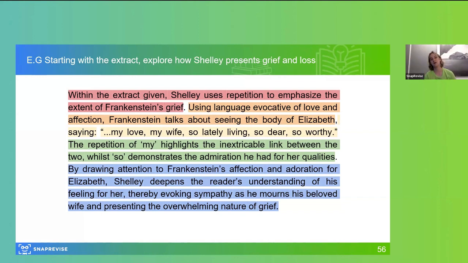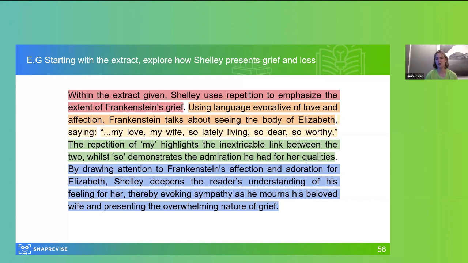Using an elaborative sentence to link that between the quote, "my love, my wife, so lately living so dear, so worthy." The repetition highlights the inextricable link between the two, whilst "so" demonstrates the admiration he had for her qualities. By drawing attention to Frankenstein's affection and adoration for Elizabeth, Shelley deepens the reader's understanding of his feelings for her, thereby evoking sympathy as he mourns his beloved wife and presenting the overwhelming nature of grief.